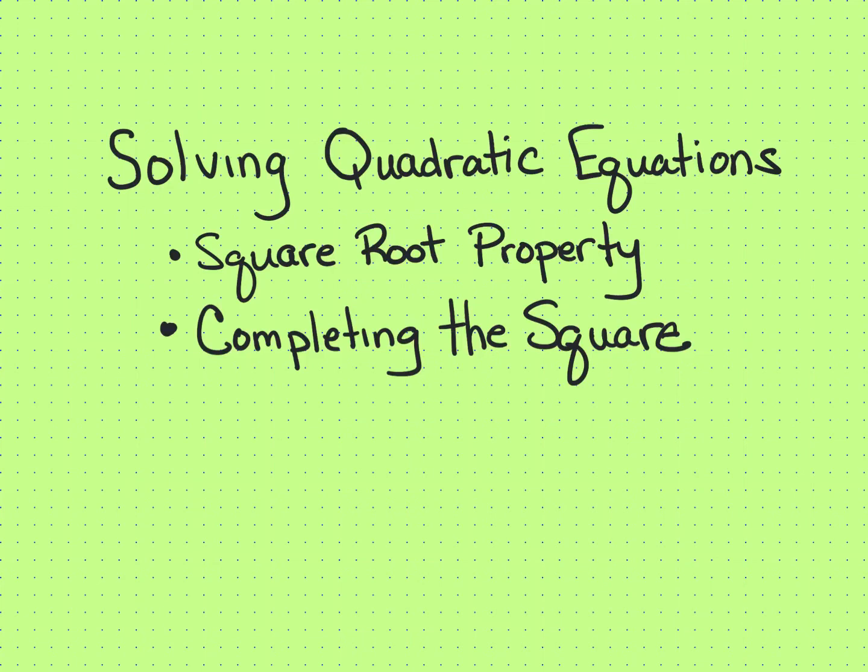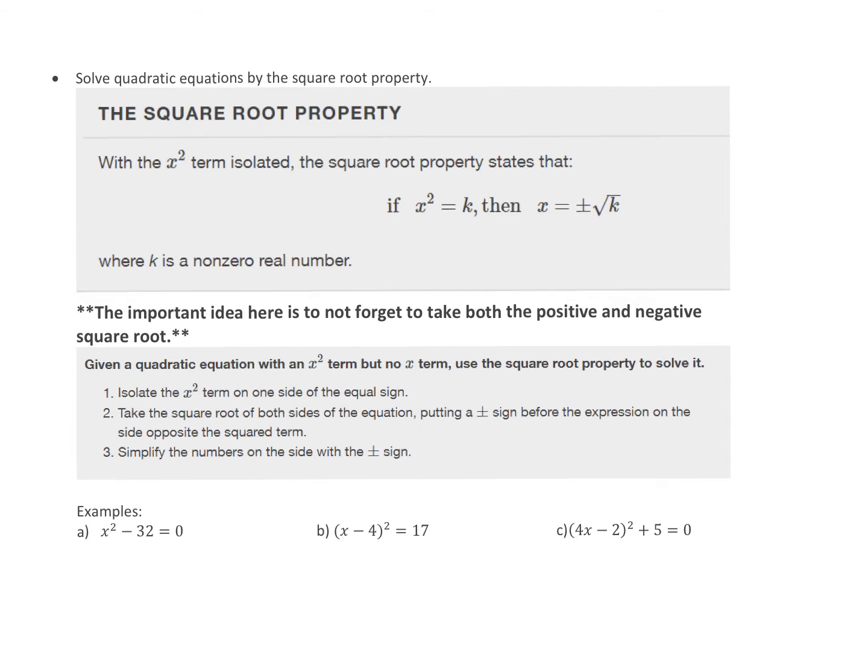This video is about solving quadratic equations, specifically using the method of the square root property and completing the square. When we solve a quadratic using the square root property, we want to make sure that our squared piece is isolated. So that may be just an x squared term, but it may also be an expression that is squared. Something, for example, like 3x plus 2 quantity squared.